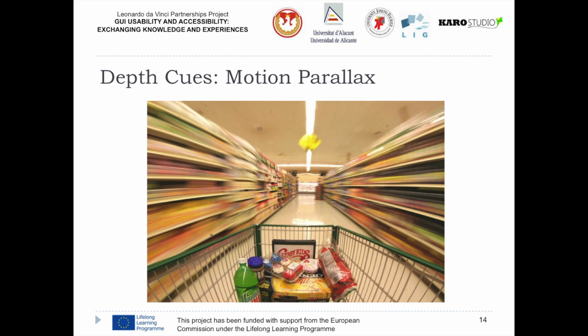The last depth cue we'll see is the motion parallax, which is a dynamic cue. When the user is moving, motion parallax causes closer objects to move more quickly than further ones. It occurs in animated 3D scenes or when both the position and the orientation of the camera are manipulated.